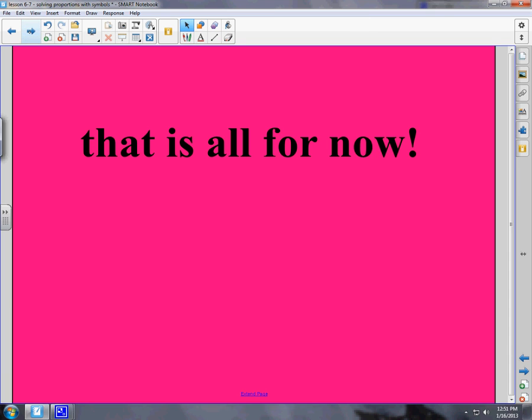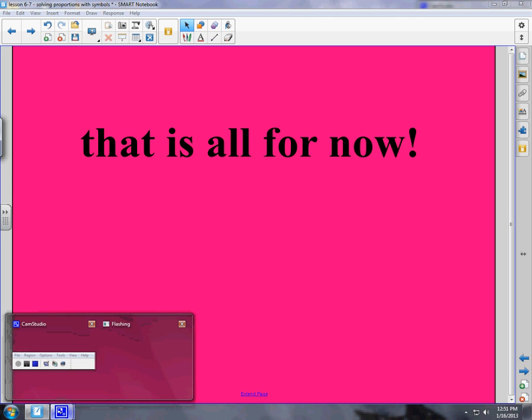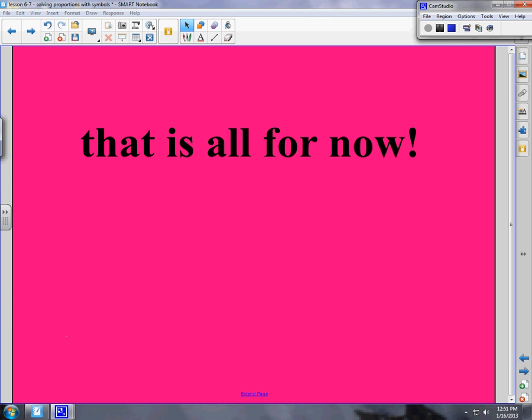So those are the three types of equations, and then you can just make them into an equation to make it easier. So that's it.